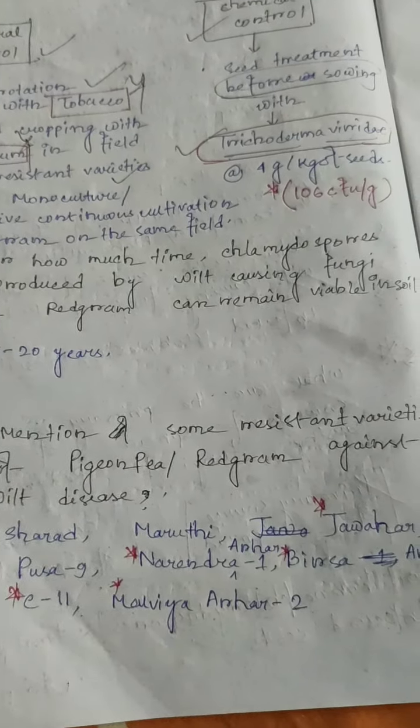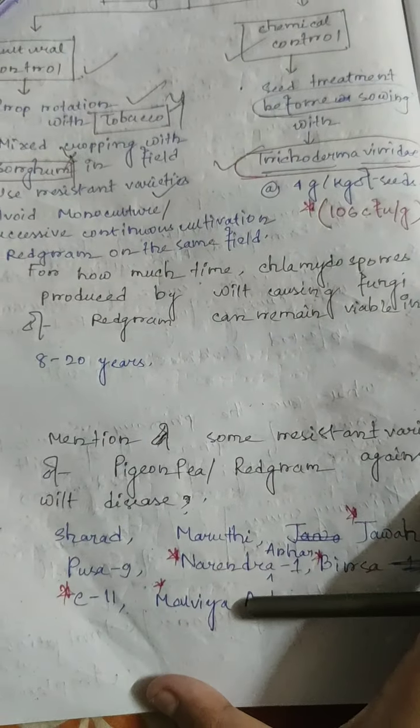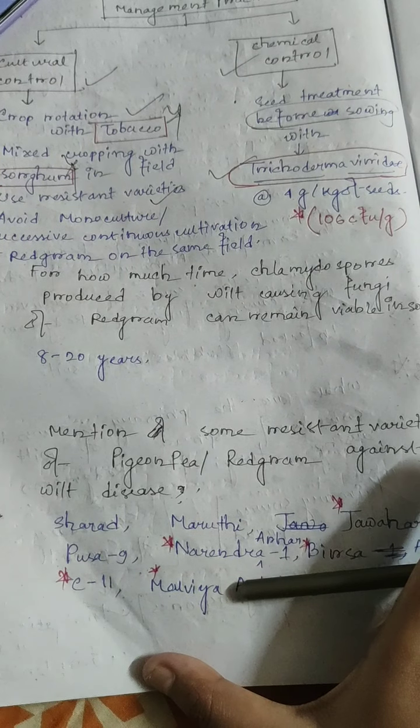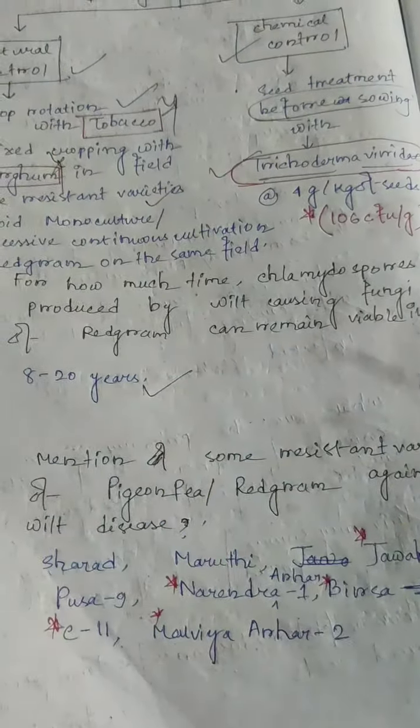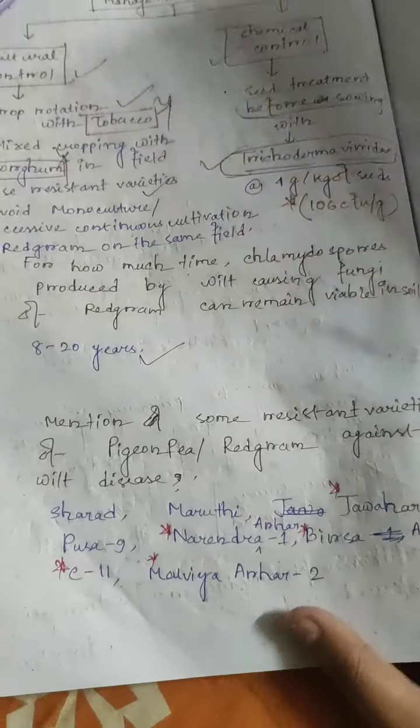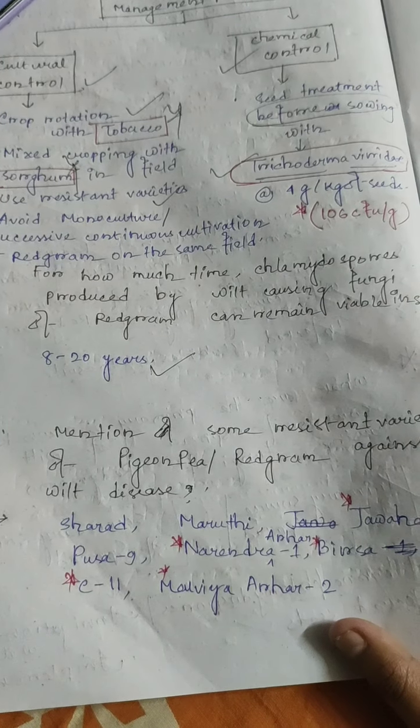For how much time can chlamydospores produced by the wilt causing fungi of red gram remain viable in the soil? For 8 to 20 years, chlamydospores produced by the wilt causing fungi of red gram can remain in the soil.